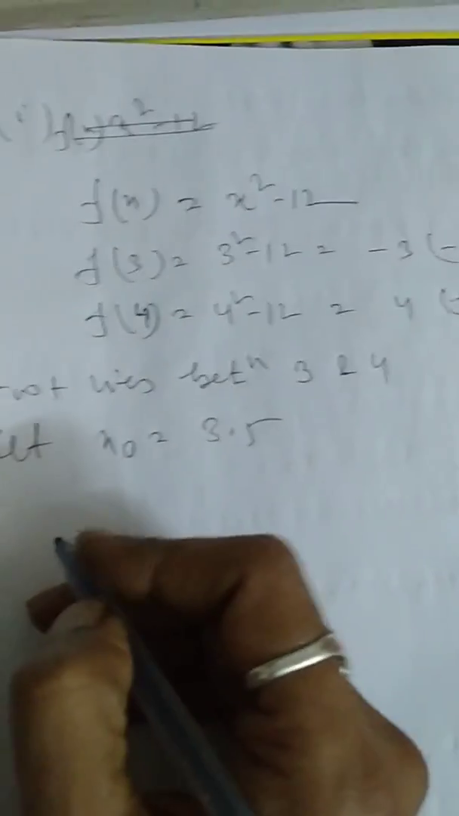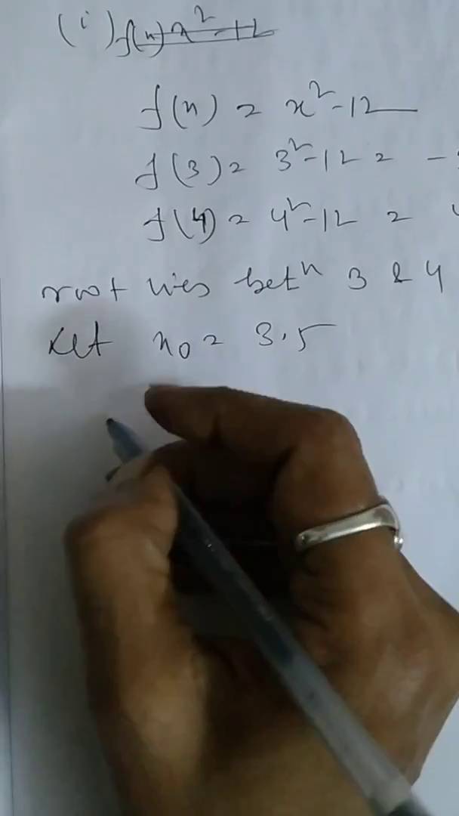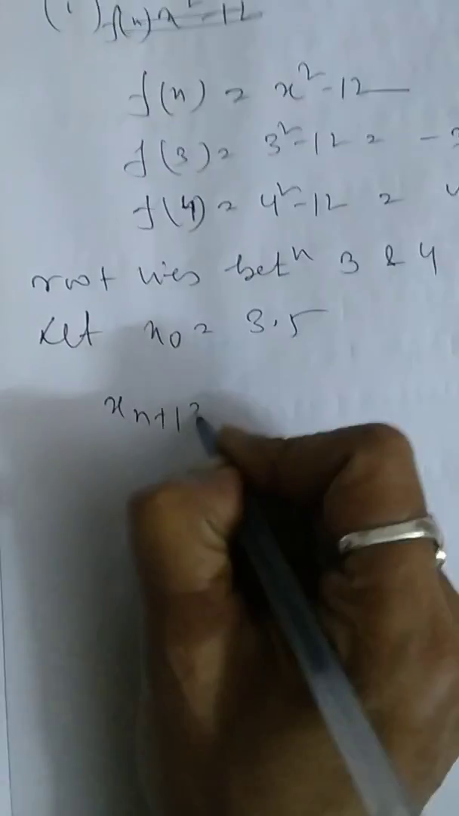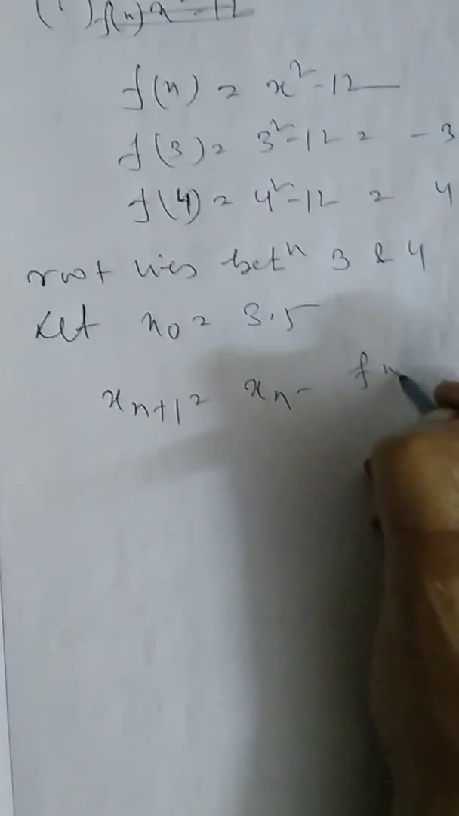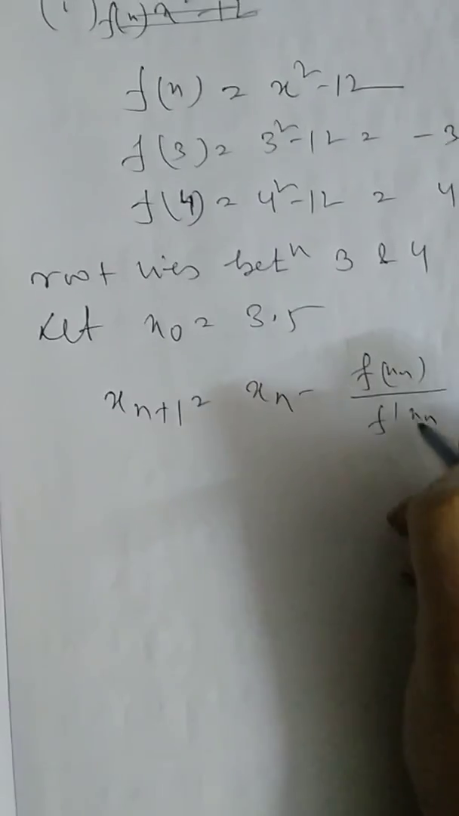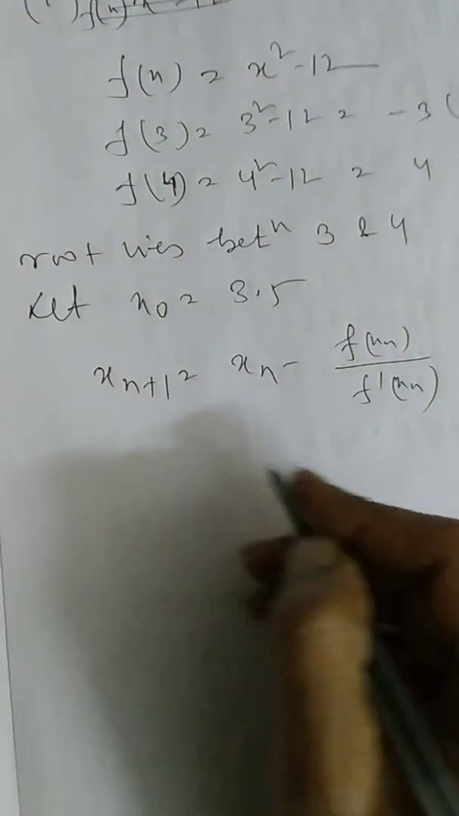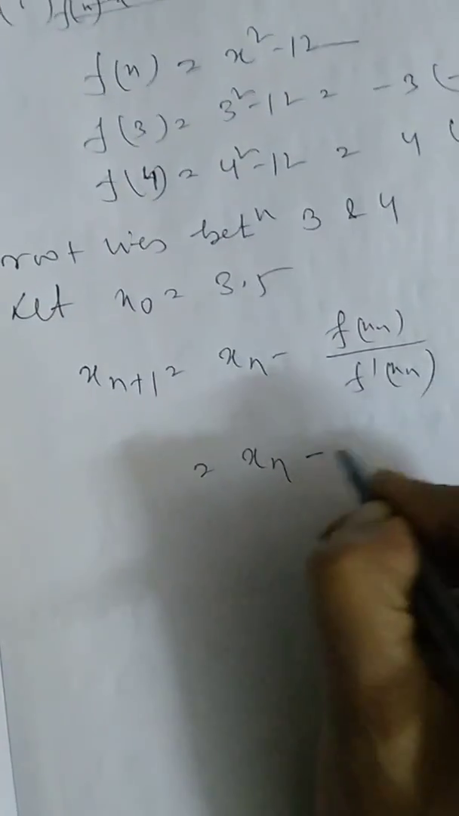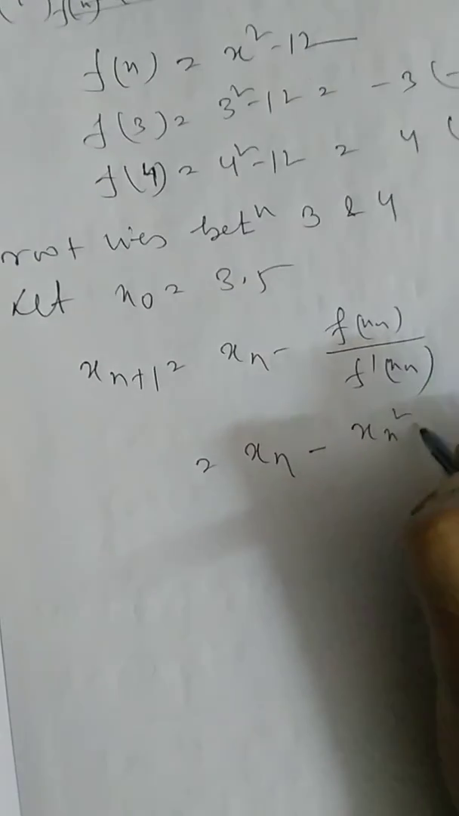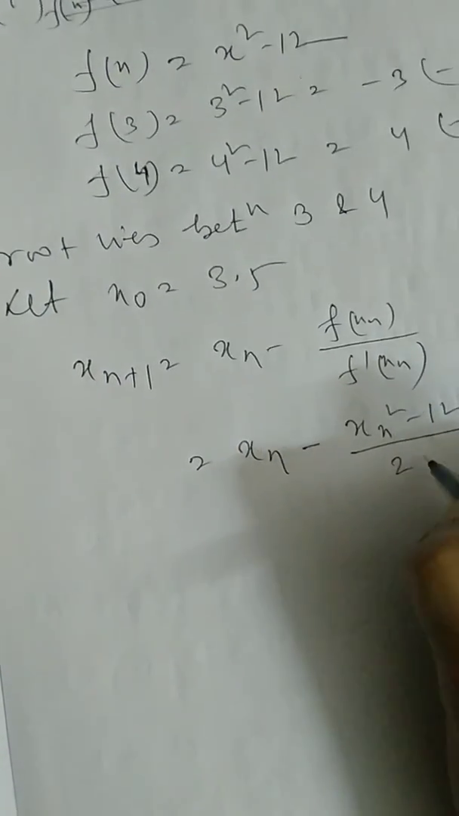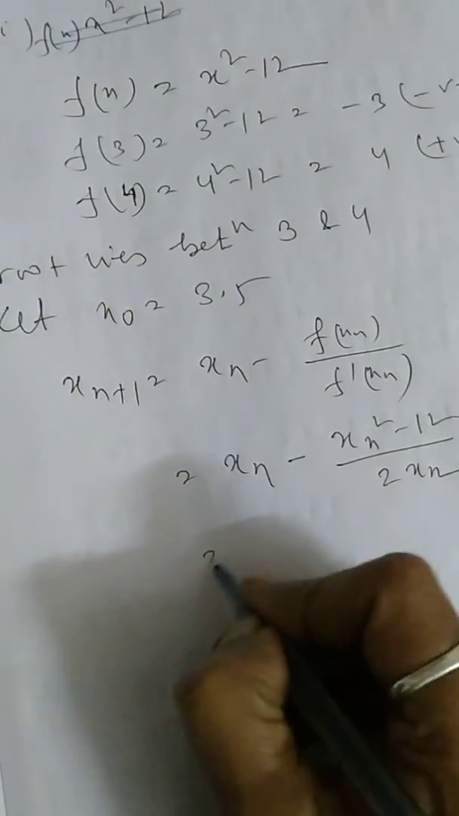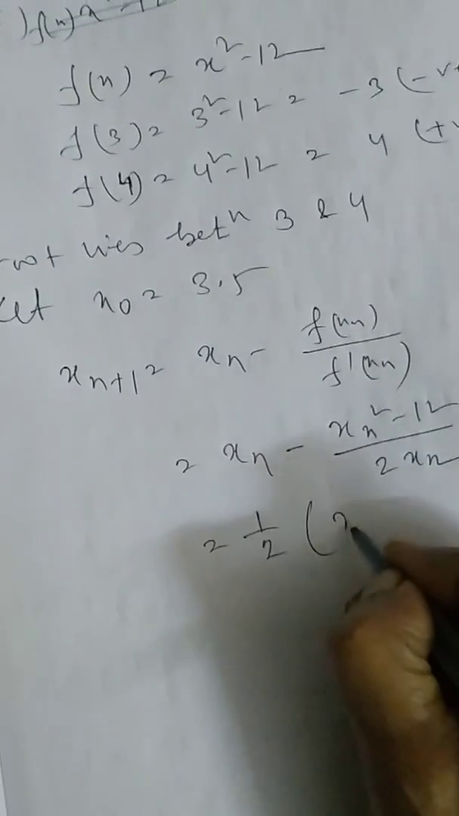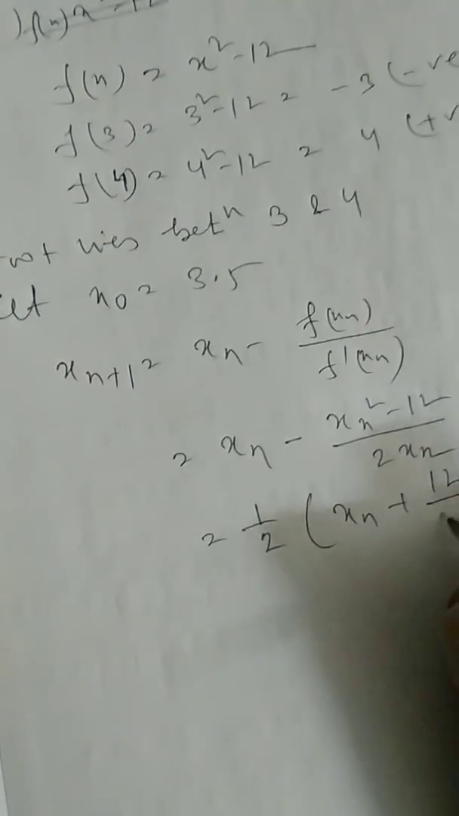Now we use the Newton-Raphson method. As we know, the Newton-Raphson method is x(n+1) equals xn minus f of xn divided by f dash xn. So here it is xn minus xn square minus 12 divided by 2 xn. Directly you can write this as half of xn plus 12 by xn.